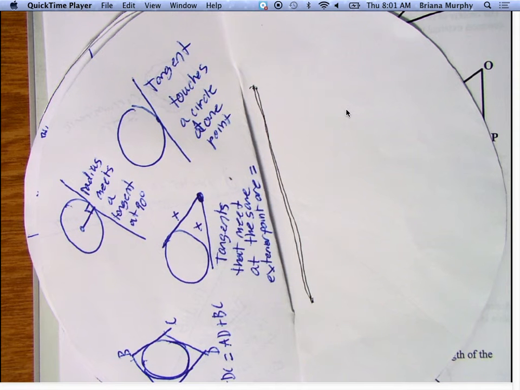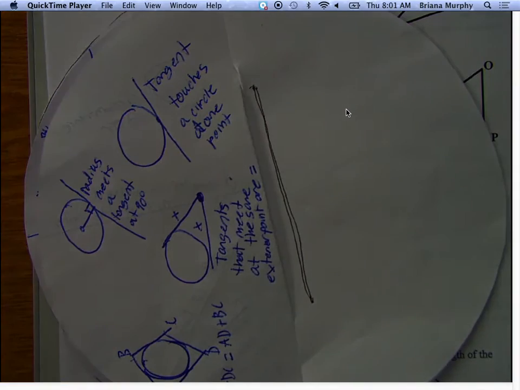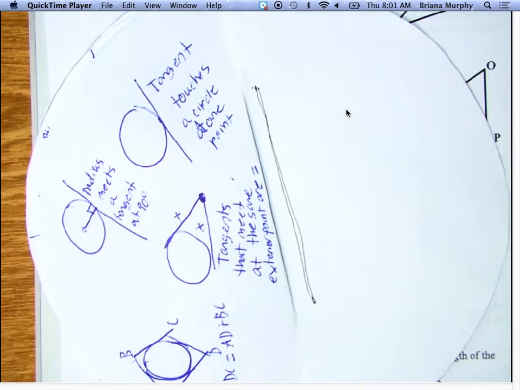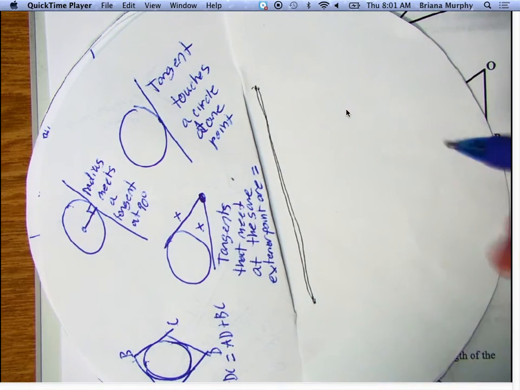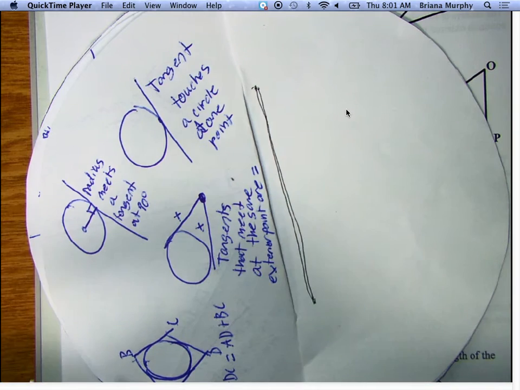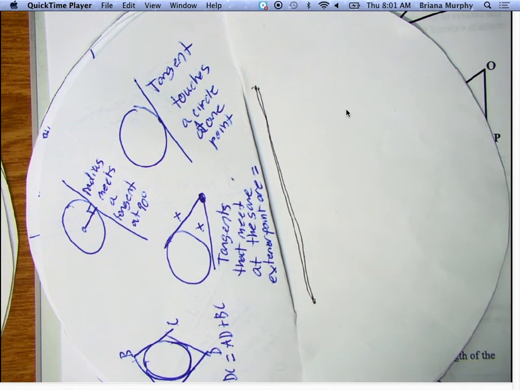You should have your circle book out in front of you. We're going to add a couple more notes to it. Remember, this circle book is important because you can use it on tests and quizzes. It keeps your notes all there. All right. So we're going to add a couple more things.